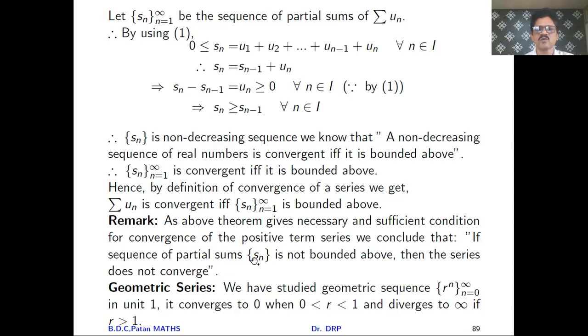If the sequence is bounded above, the series is convergent, and if the sequence is not bounded above, then in that case the series does not converge.